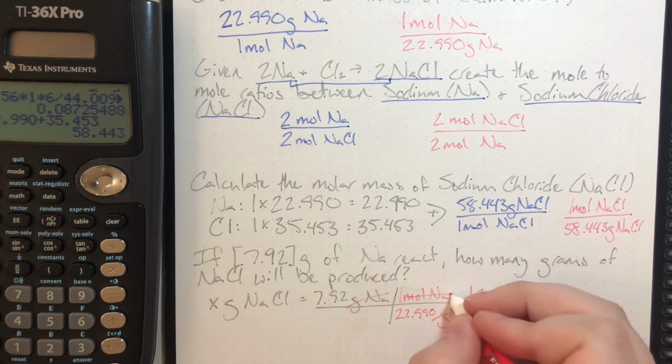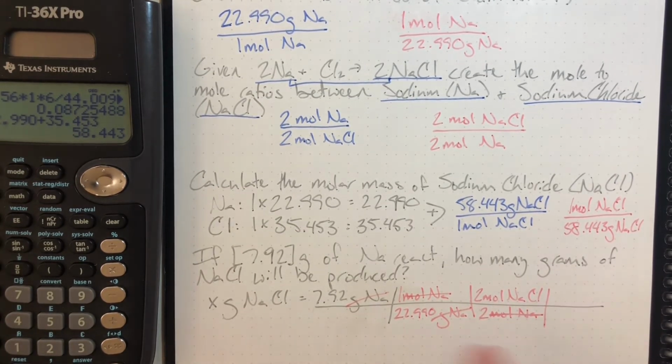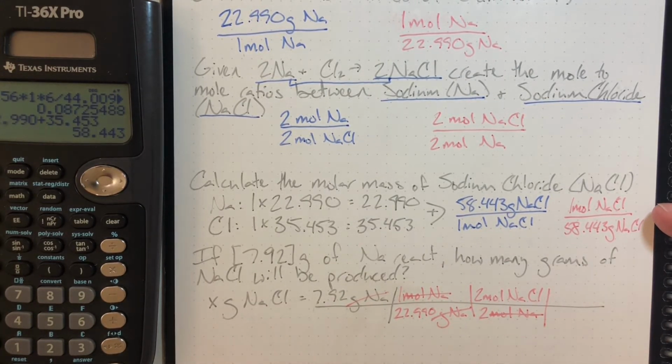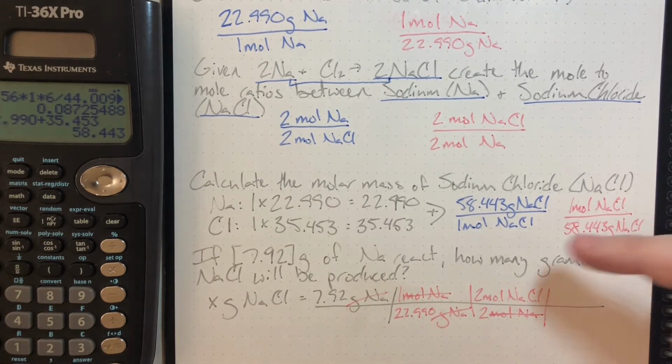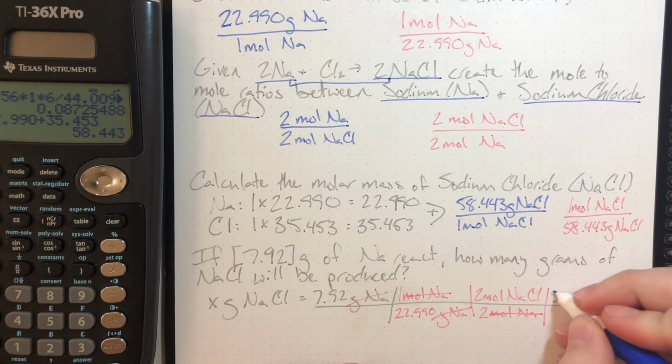Moles of sodium will cancel, leaving me with moles of sodium chloride. That is not the unit that I wanted, however. I am close. I want grams of sodium chloride, not moles of sodium chloride. So I need a conversion between moles and grams of sodium chloride. This is going to be the molar mass of sodium chloride. I currently have moles of sodium chloride in the numerator, so I will need to choose the version that has moles of sodium chloride in the denominator. That is going to be this blue version right here. So that is what I will plug in.